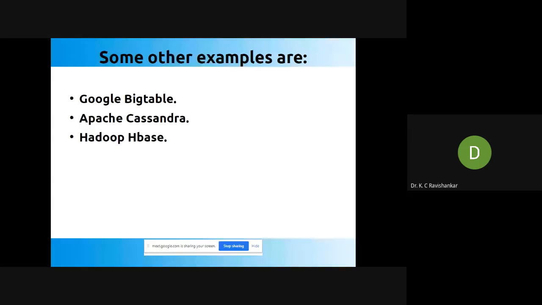Other examples of such systems are Google Bigtable, Apache Cassandra, and Hadoop HBase.